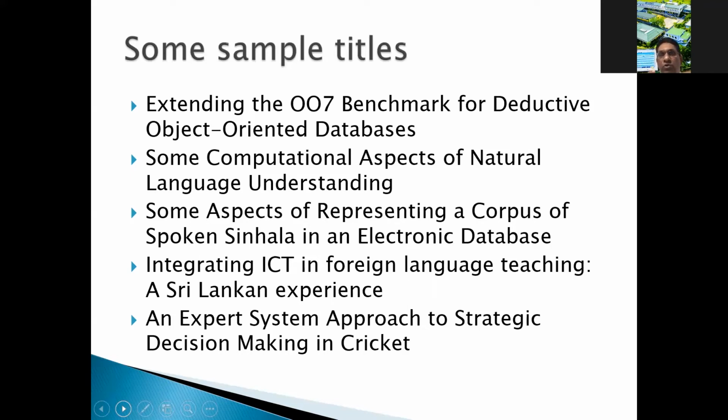Now you see the point. The scope is given. The project outline is more or less given in this title. Then the second one: some computational aspects of natural language understanding. Natural language understanding is a very broad area. When you say some computational aspects, immediately you know that within natural language understanding, the author is restricting his scope to only computational aspects. There can be so many, but when you say some, it is further restricting.